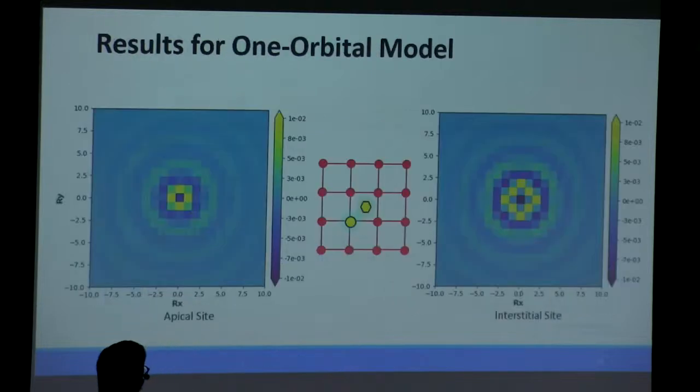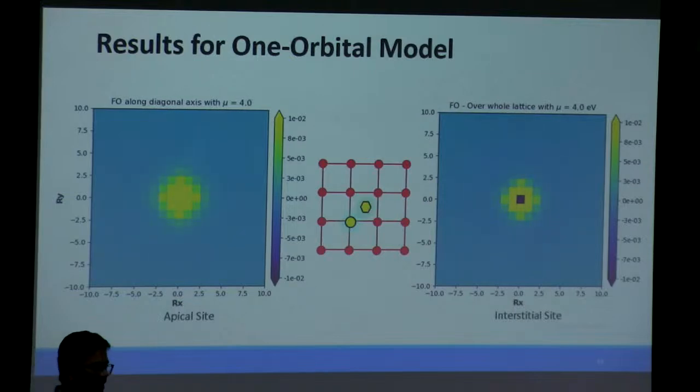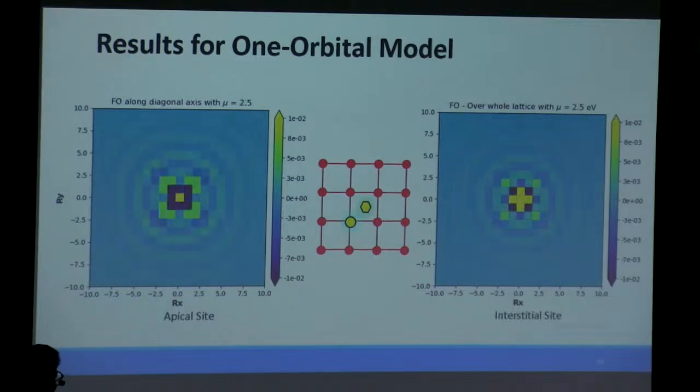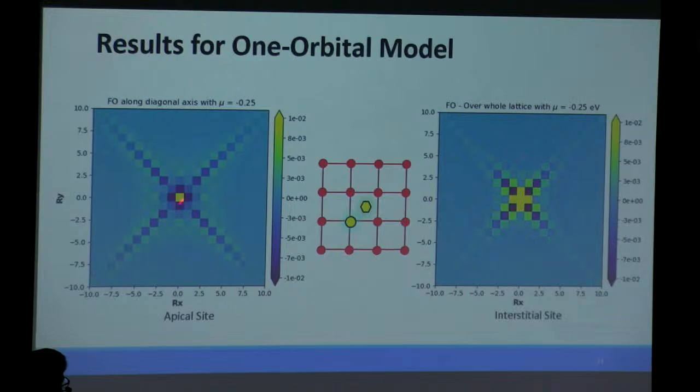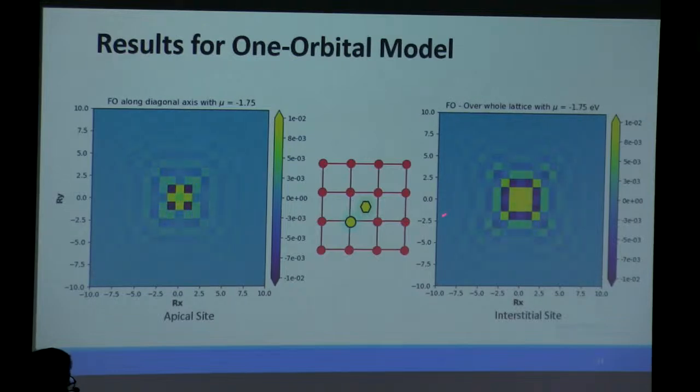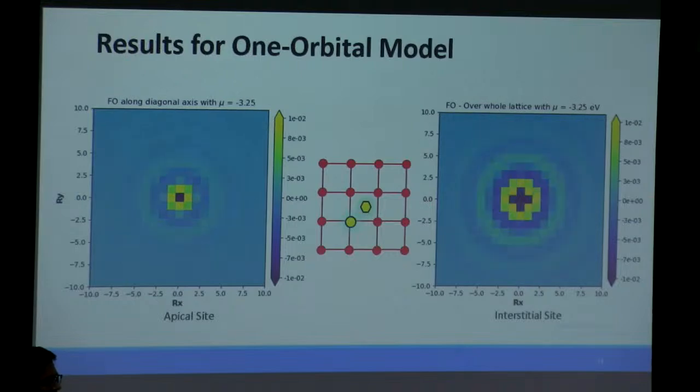So we see this type of pattern in two different cases. Solving this one orbital model, we see this pattern. Here I put the impurity at the apical site and here at the interstitial site, and you see there is a pattern which is different between the apical and interstitial sites, but away from the impurity it shows the same Friedel oscillation. In the animation you can see this very clearly. You see there is a particular different behavior of this oscillation near the impurity, and away from the impurity it's completely spherical.